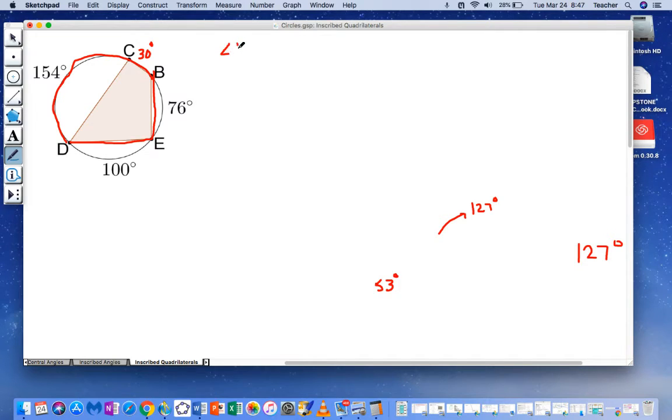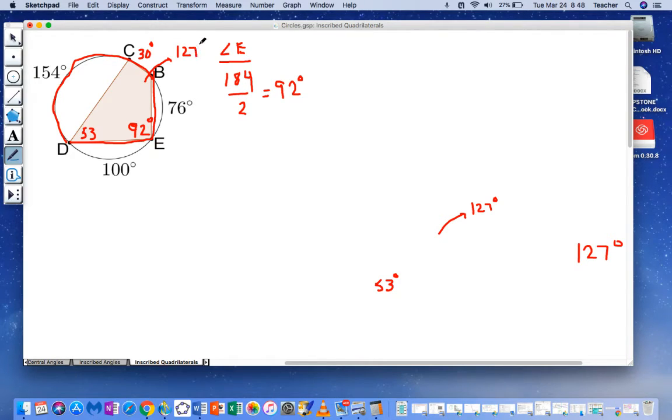So angle E, what's 154 plus 30? That's 184. Inscribed angle is half of the arc. That's going to be 92. So angle E is 92 degrees. That is a 9. All right, we already had that as 53. We've already made that 127.